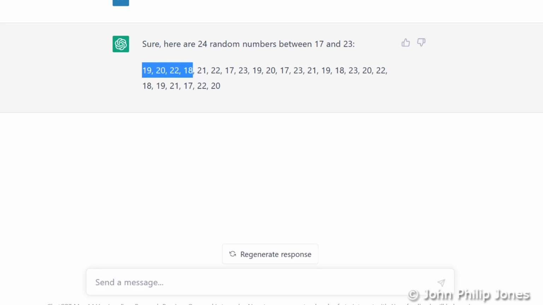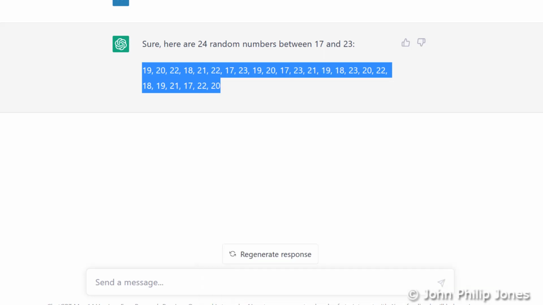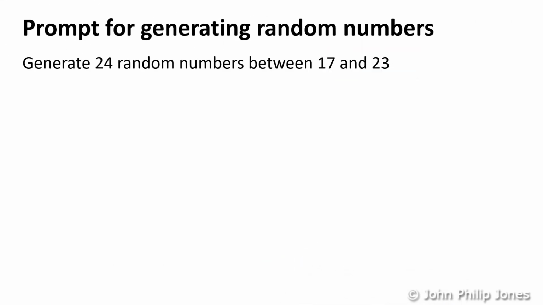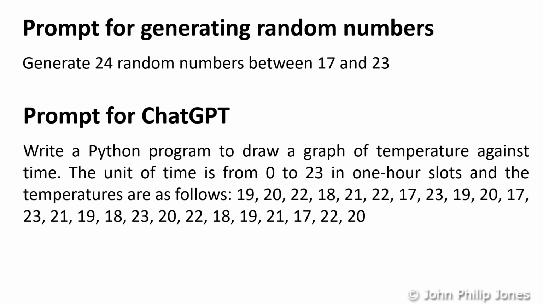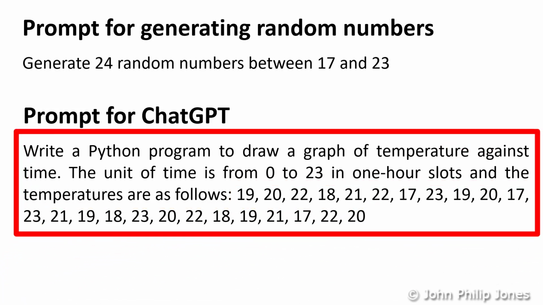So I'll highlight them, right click, click on to copy, and then I'll add this to the prompt that I'm going to use. So I will now revisit the prompt, as you can see here, and you will note that I've added the list of 24 random numbers at the end. So I'm now going to use this to ask ChatGPT to draw me a graph using Python.